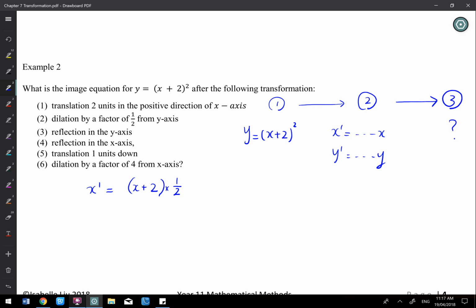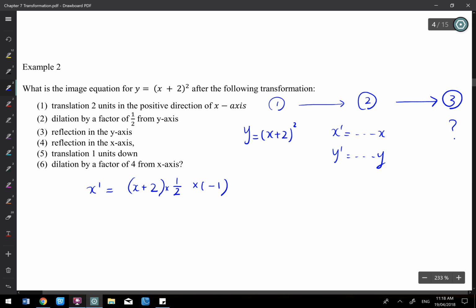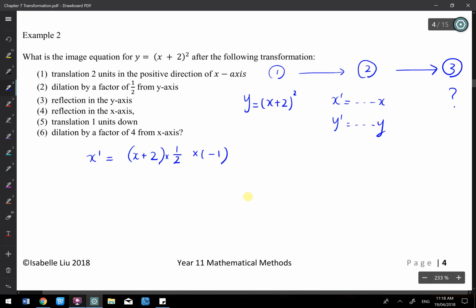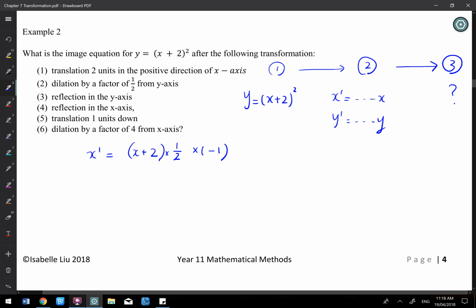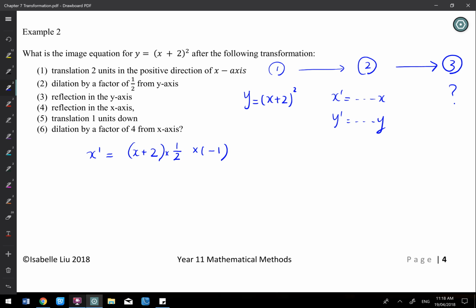Okay, next thing. Reflect in the y-axis. What's happening? What changed? X changed. So it's the negative of the original, right? So you will negate this as well. So you negate the whole thing. So the first thing that happened is x plus 2. The second thing that happened is times by a half. The third thing that happened is negate that. Okay, that's what happens to x.